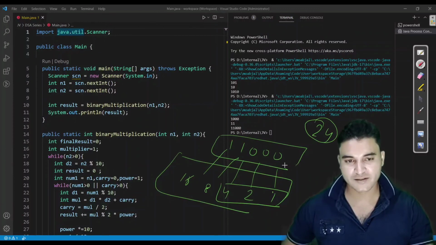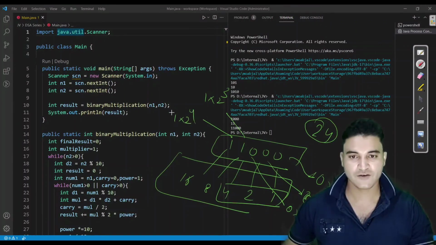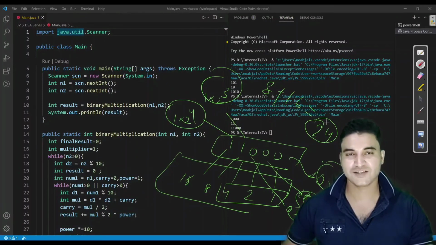So how it works: you have to do 0 into 2 to the power 0, plus 0 into 2 to the power 1, 0 into 2 raised to power 2, and 1 into 2 raised to power 3, and 1 into 2 raised to power 4, and you have to add all of them. So 0 plus 0 plus 0. 2 raised to power 3 is 8 plus 2 raised to power 4 is 16. So you have got 24.